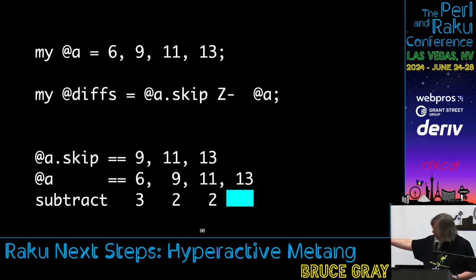I want the difference of, and now this is where the bottom comes in. I'm going to, A dot skip means I leave out the 6 and all I've got is 9, 11, 13. I'm going to Z minus with the full array. So we got 6, 9, 11, 13. We start subtracting and get 3, 2, and 2. And then when you get to the end, it's okay that there's an extra one there that you haven't dealt with because it's just going to ignore it.